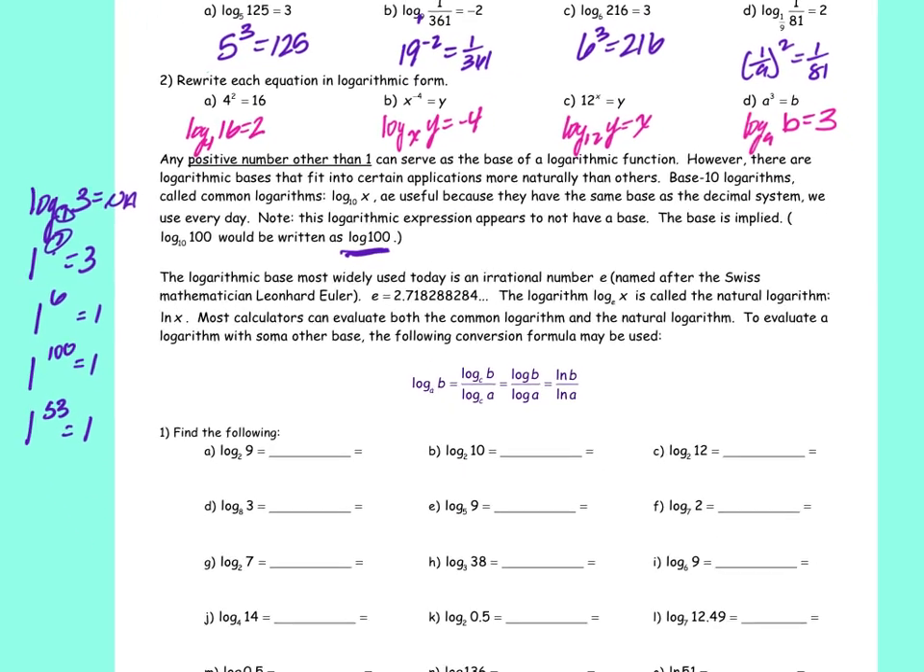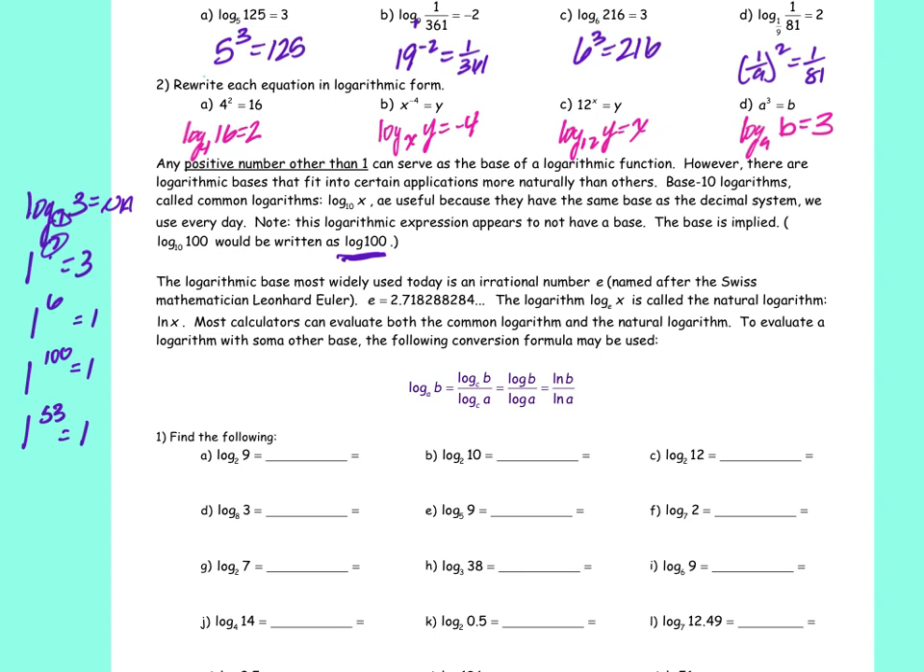The next one is the logarithmic base most widely used today, an irrational number, e, named after the Swiss mathematician Leonhard Euler. E equals 2.718281828, and it continues on. It's a non-ending, non-repeating decimal. The logarithm, log base e of x, is called the natural logarithm, and this is what it looks like. Although I always think it should be backwards and say NL instead of LN. But that is not a 1. It's an LNX, natural log of x.